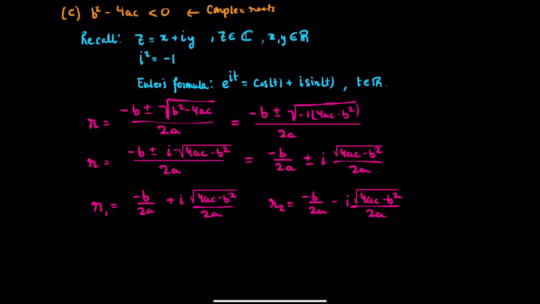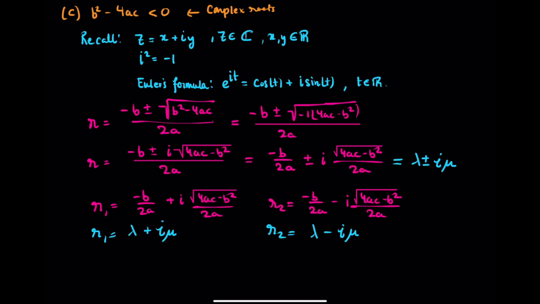That's your r1 and r2. And from here, we're going to have to simplify this in a way. So we're going to rewrite r as lambda plus minus i mu. And so your r2 is lambda minus i mu, and your r1 is lambda plus i mu.